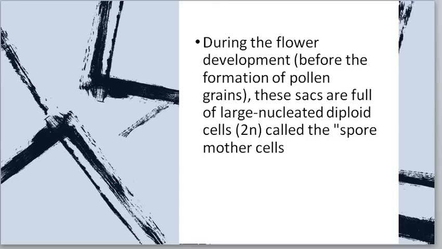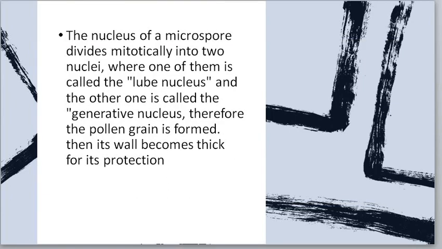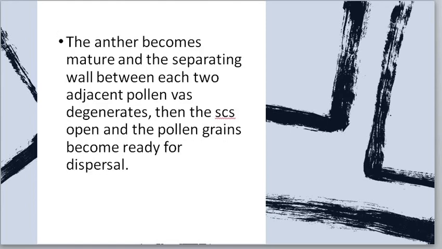So during flower development, before the formation of pollen grains, there are sacs full of large nucleated 2N cells called spore mother cells, and each spore mother cell divides into four haploid cells, the microspores. Then each microspore divides mitotically to form a generative cell and a tube cell, forming pollen grains.